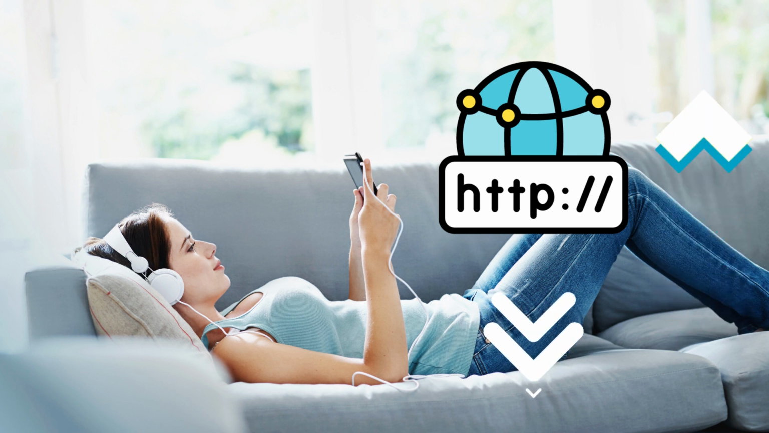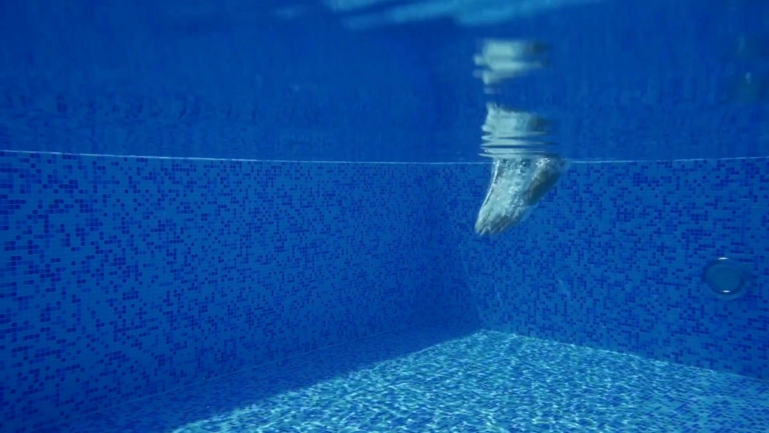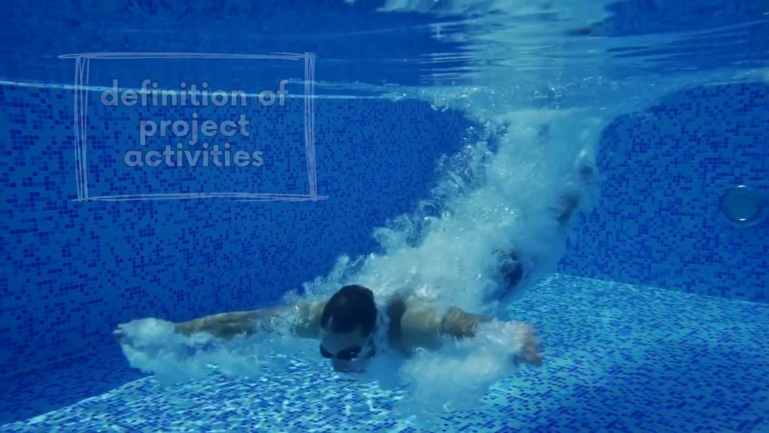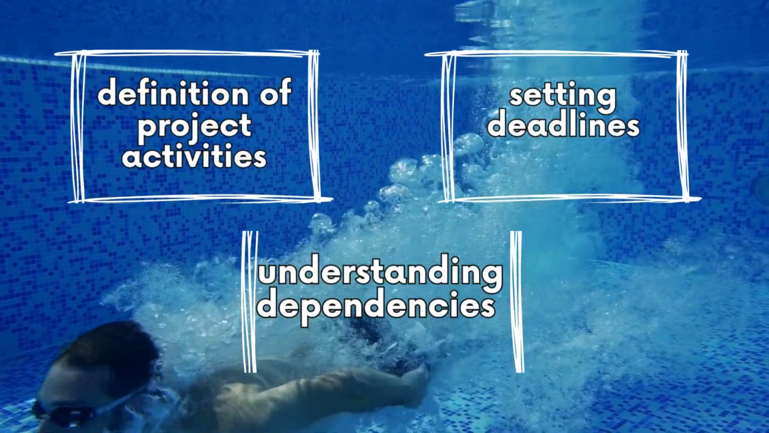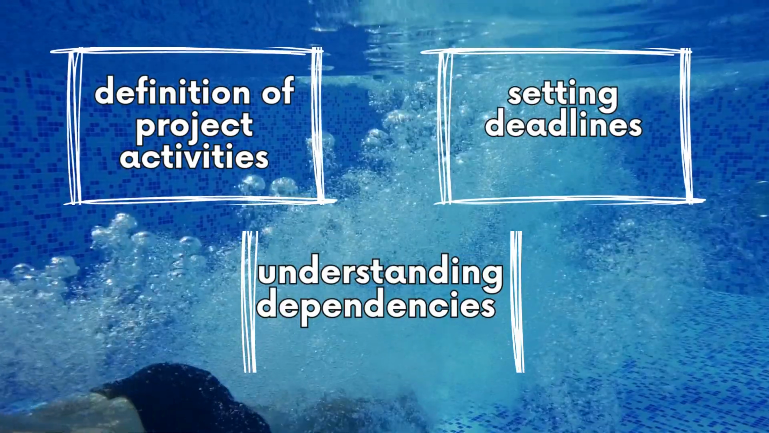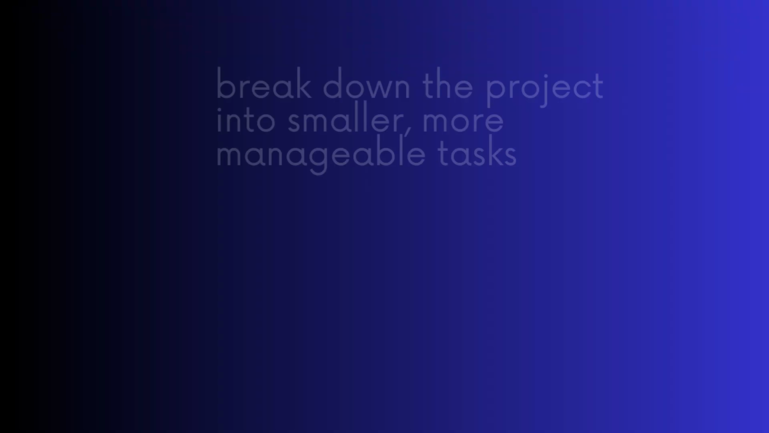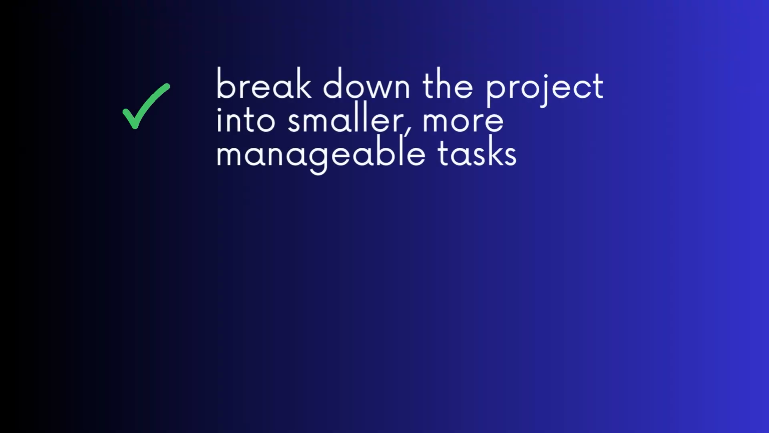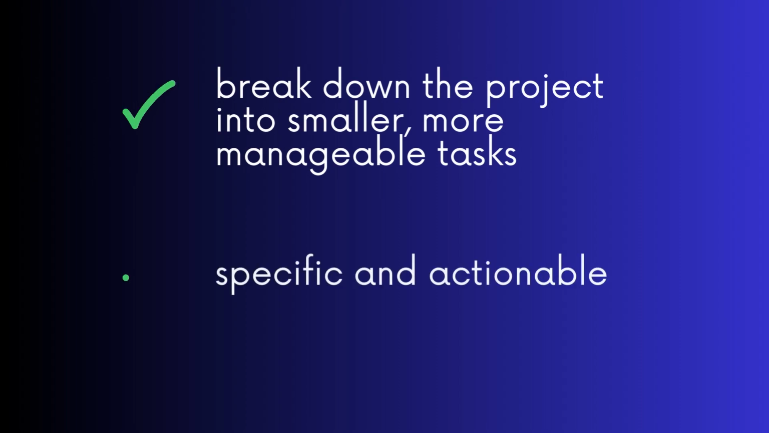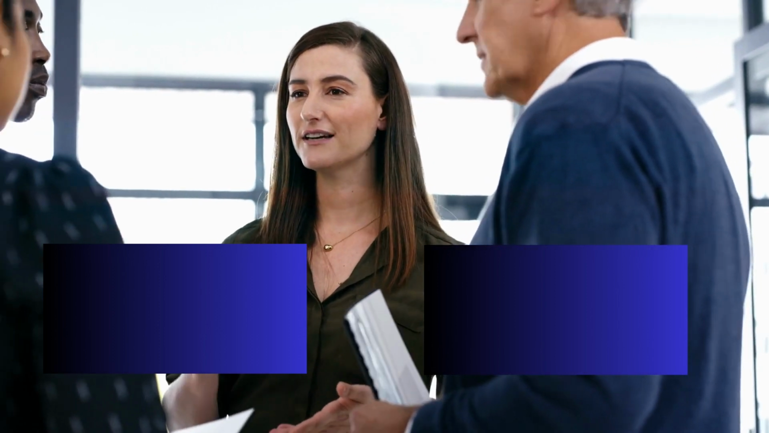But now, if you are ready, let us dive into the definition of project activities, setting deadlines, and understanding dependencies in your project. To define activities in your project, you will break down the project into smaller, more manageable tasks. These tasks should be specific and actionable and should help you move closer to achieving your goals easily. Depending on the size and complexity of the project, you may need to assign tasks to different team members too.